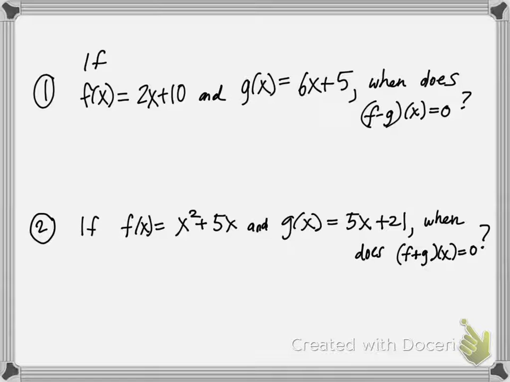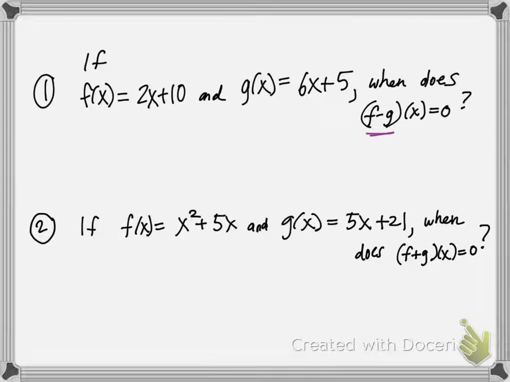For this first example, we're given two different functions. We have f of x, which is 2x plus 10, and then g of x, which is 6x plus 5. And we're asked to figure out when does f minus g with respect to x equal 0. In other words, if you subtract these functions, when is it equal to 0?